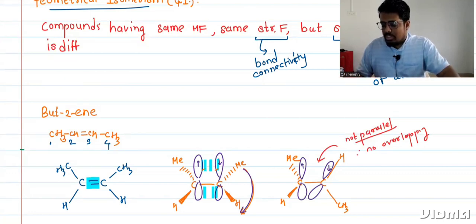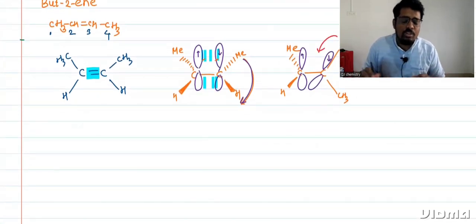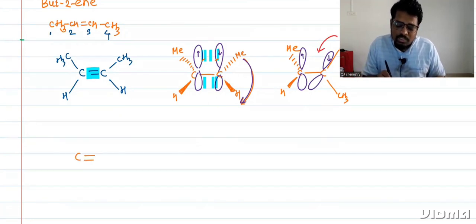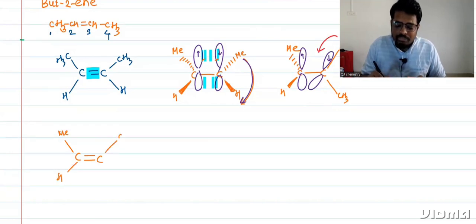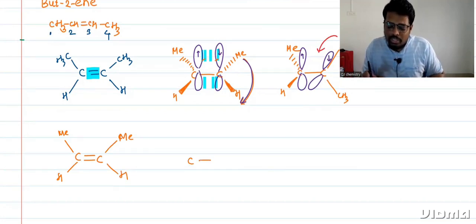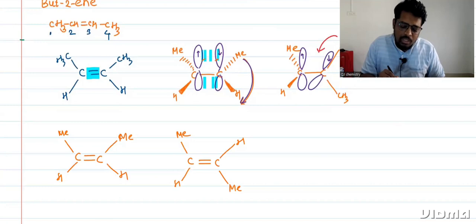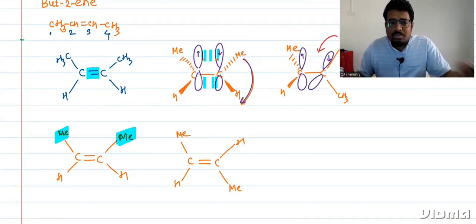Now, I'm drawing the structures to show what kind of different formulas are possible because of this restricted rotation for the same compound. I'm taking again the same compound. Now, how are the different compounds possible? This is one compound we have for but-2-ene, where the methyl groups are located on the same side of the double bond, and one more compound we have where the methyl groups are located on exactly opposite sides of the double bond, right? Now, in the first compound, if we look at the arrangement of the atoms, we get to know that the methyl groups lie on the same side of the double bond.